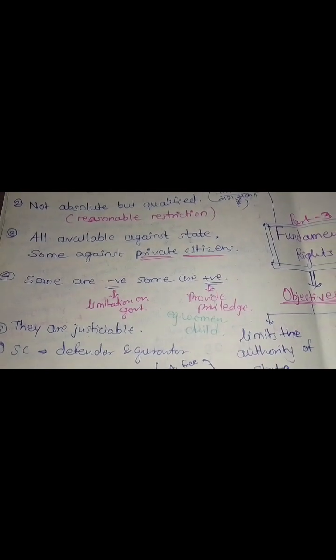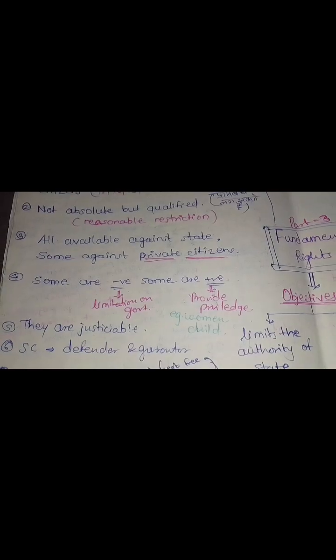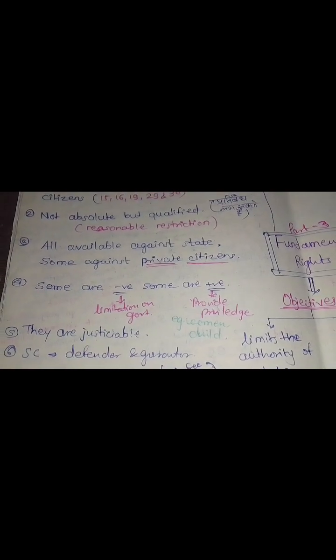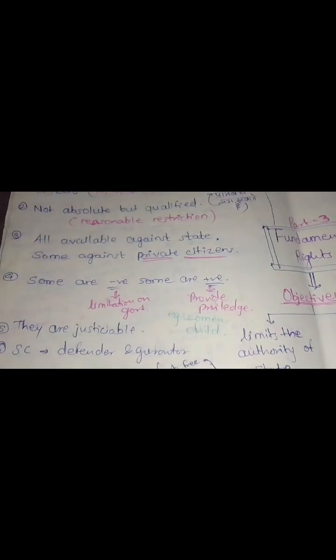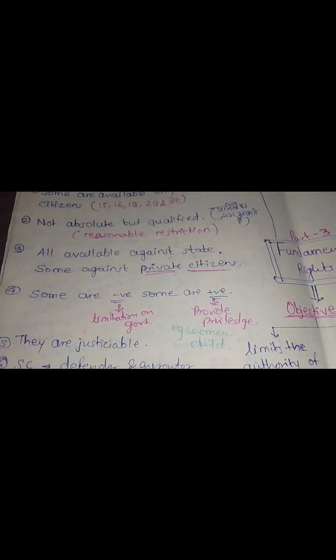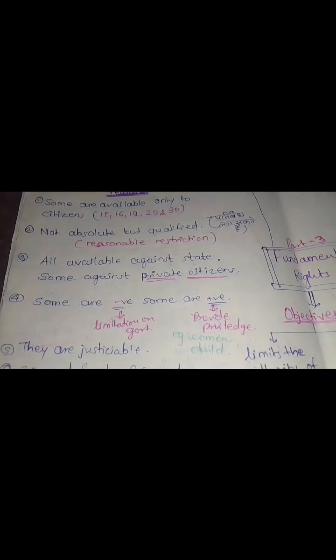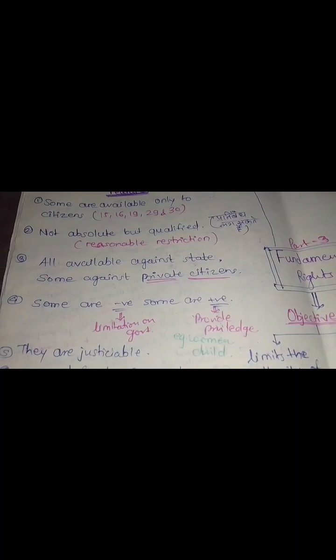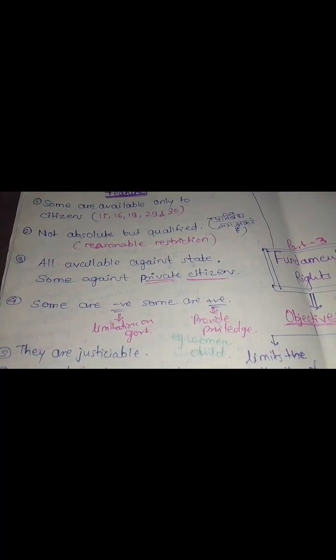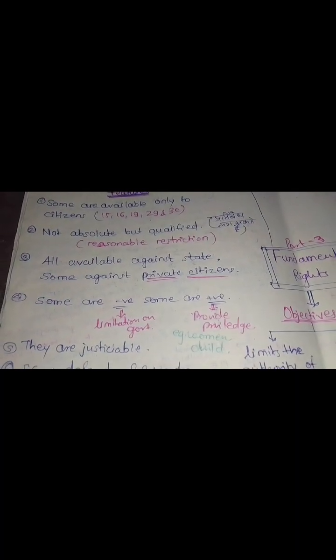Then all available against state, some against private citizens. It means we can claim it against state also and some against private citizens also, like right to life. State cannot take our right to life with dignity, like that.